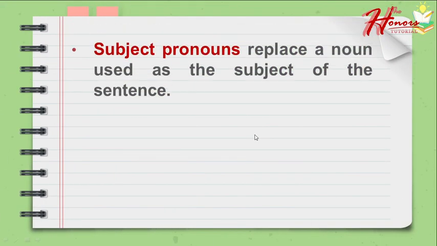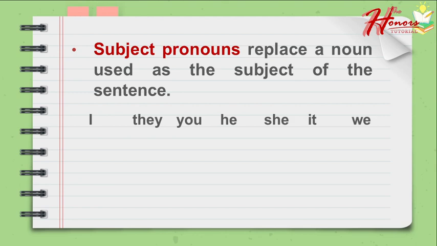Let's start with the first one. We have what we call the subject pronoun. So from the word itself, subject, these are the pronouns that replace a noun used as the subject of the sentence. Or in short, subject pronouns replace the noun performing the action in a sentence. For examples: I, they, you, he, she, it, we, and so on.